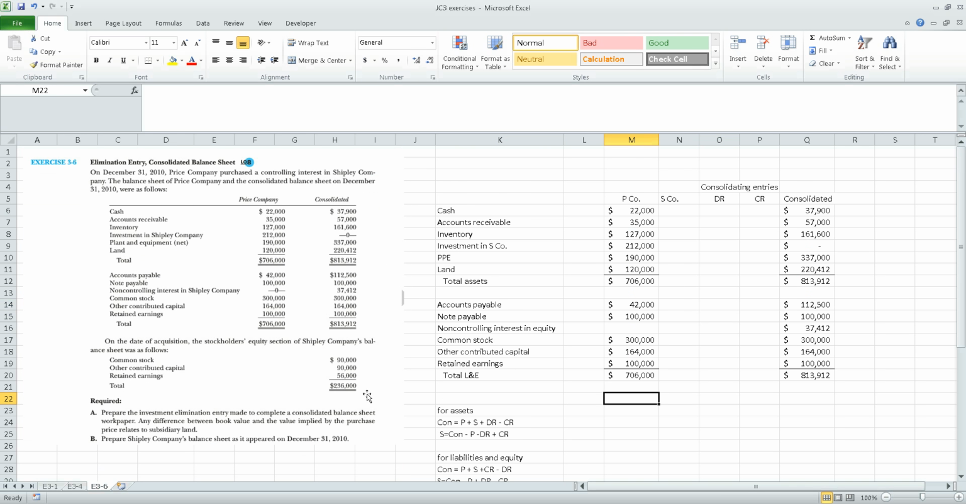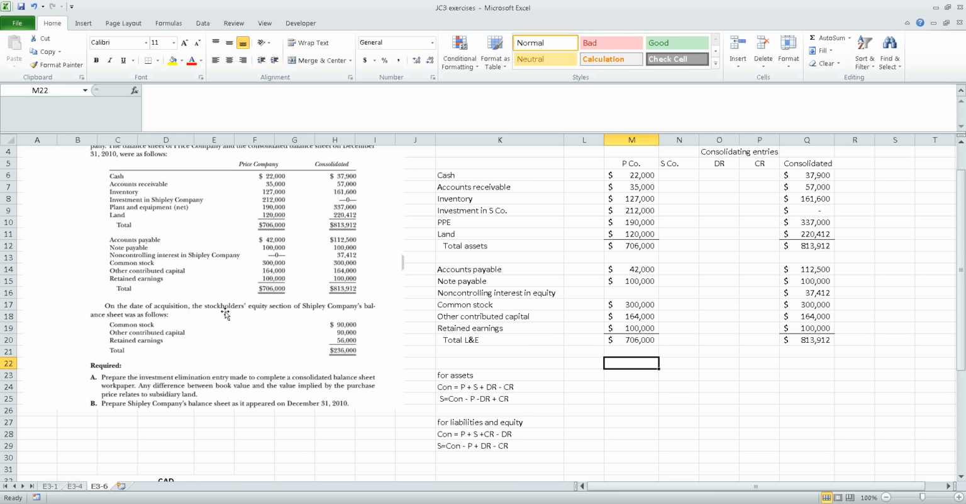In addition to that, we're told that on the date of the acquisition, Shipley Company, that's the company that's being acquired, their equity balance sheet accounts consisted of common stock $90,000, other contributed capital $90,000, retained earnings of $56,000 for a total book value of the equity of $236,000. So those are the facts of the problem.